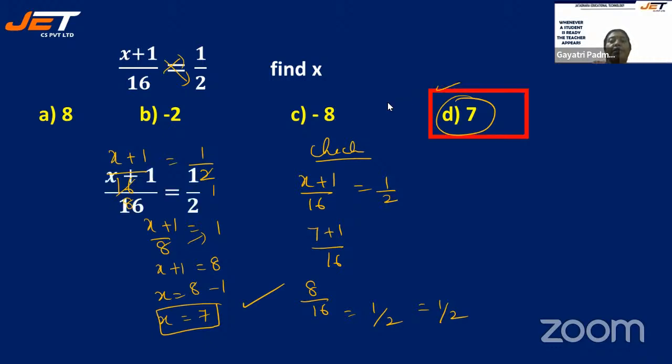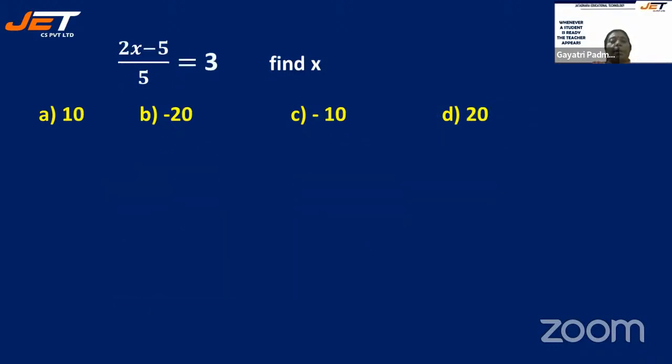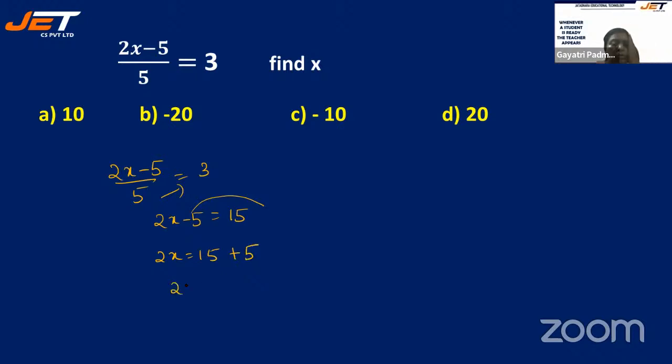All right. Let's move on to the next question with this. Yes, the same thing. Let's quickly see. 2x minus 5 by 5 is equal to 3. So just cross multiply. 2x minus 5 is equal to 5 threes are 15. So therefore 2x is equal to 15. This 5 when it goes to the other side, it becomes plus 5. So 2x is equal to 20. x is equal to 20 by 2, which implies x is equal to 10.